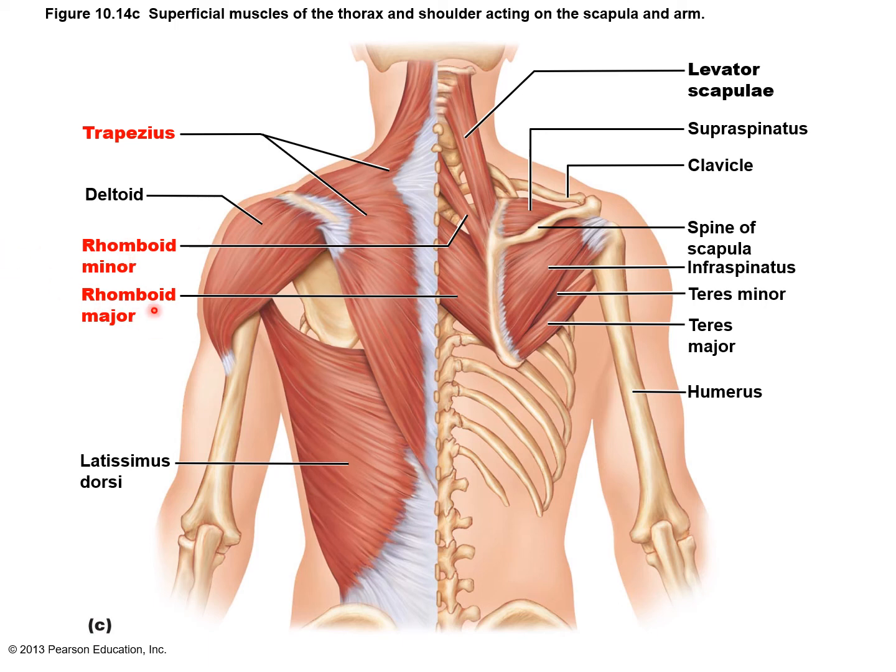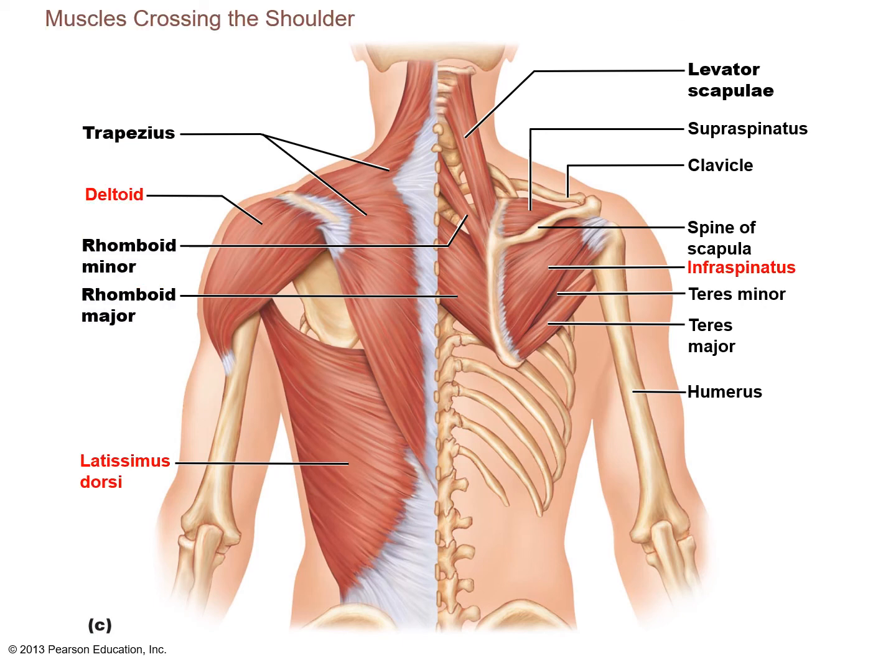Rhomboids, together as a group, and you can see them, these are deep, these are superficial. These muscles, by being attached to the medial surface of the scapula and then to the vertebrae, when they contract, they pull the scapulae closer together, which we call squaring the shoulders, bringing the shoulders back. So squaring of the shoulders, rhomboids. We already talked about the deltoid, what it does.